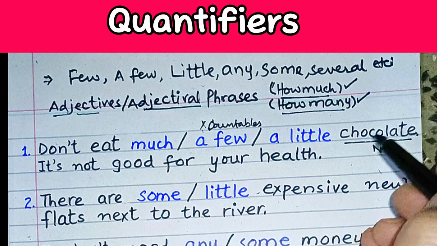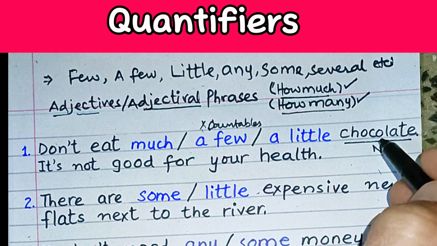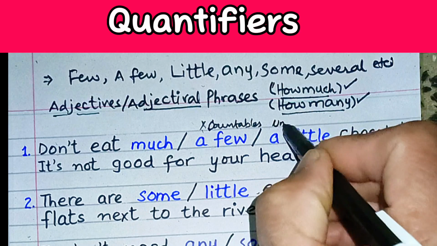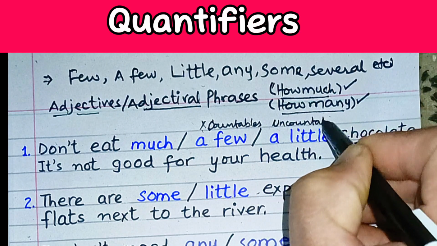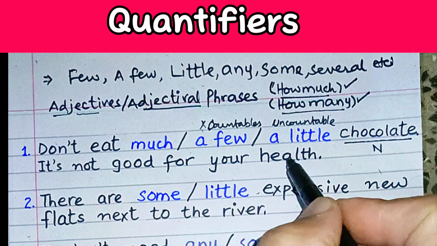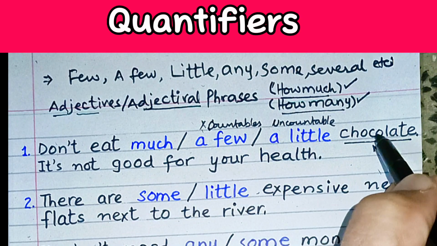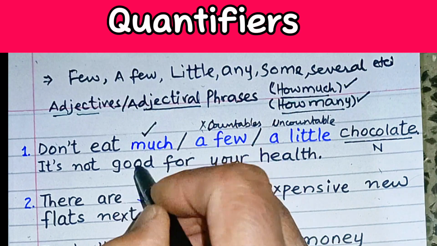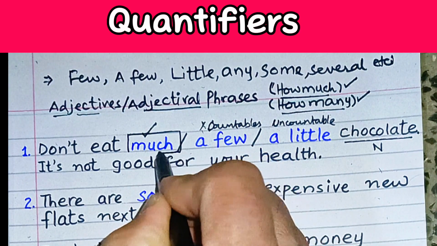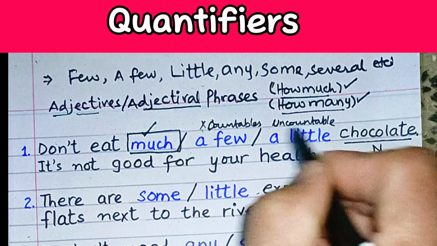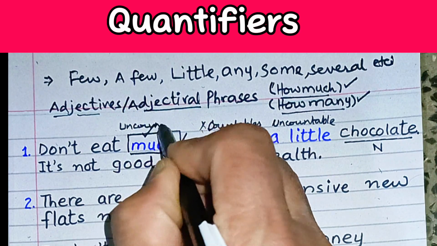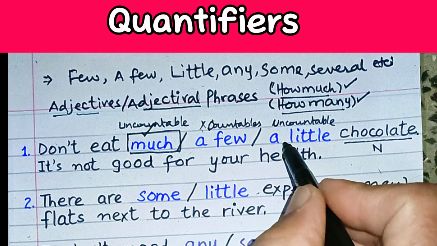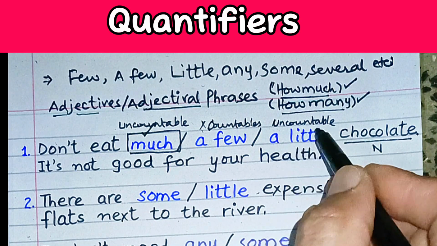We may count a bar of chocolate or a piece of chocolate. A little is also used for uncountable nouns, but we can see that over here it's not good for your health. Don't eat dash chocolate, which means some excessiveness is being focused on. So much is the right option, so we will go for this. Much is used for uncountable nouns, but it shows excessiveness. A little is also used for uncountable nouns, but it is opposite to excessiveness.